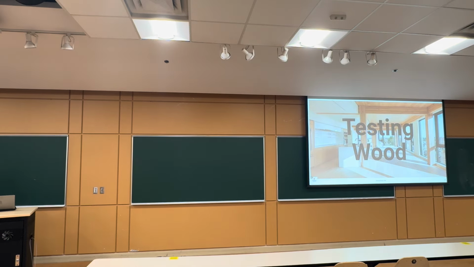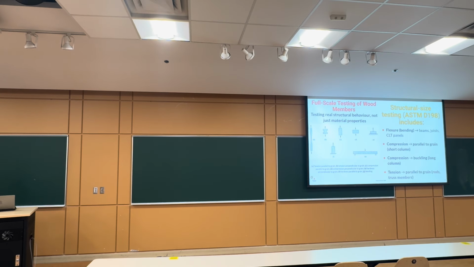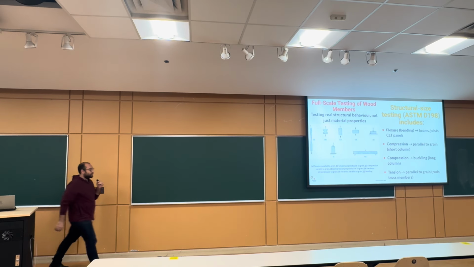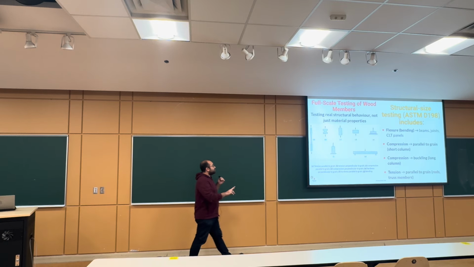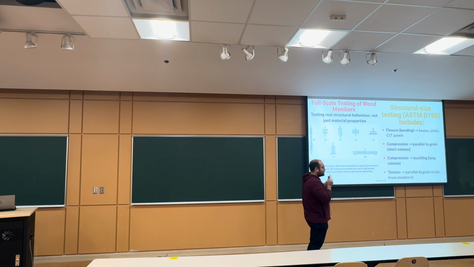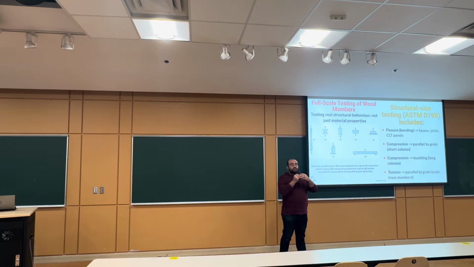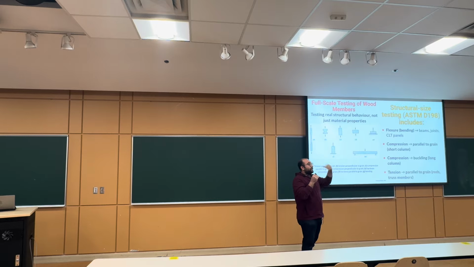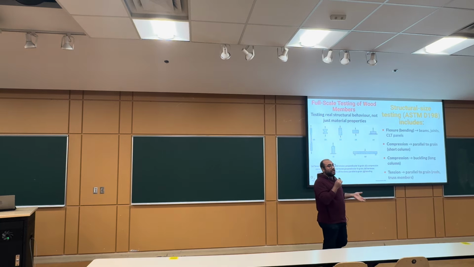So let's talk about testing wood, and how we can quantify those failure modes and the mechanical properties of wood. When we do these tests, we have two techniques. The first one is full-scale testing of wood members. From the name, we bring a real element of wood and apply bending, tension, or compression to see realistically how the whole wood member would behave.